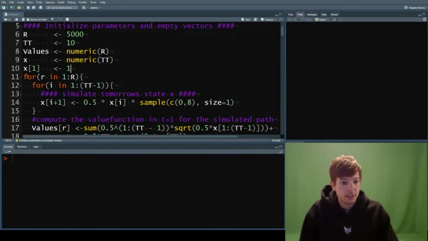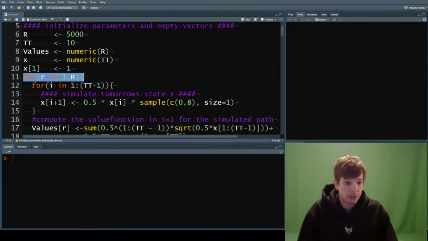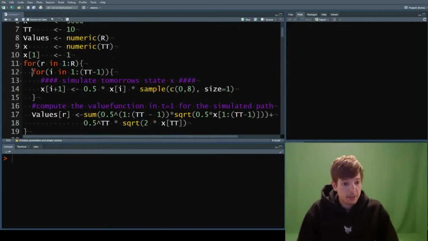What we then need is 2 loops. The first one goes over all the simulations that we do, so all these 5,000 steps. The second one is the inner loop that iterates over the optimal path. So we start at 1, we invest half of our money, and either it turns out to be a good investment, then we get 8 times what we invested, or it turns out to be a bad investment, and then all the money is gone. So let's do this in the inner loop. That one goes from 1 to capital T minus 1, because in the final period, we already know what we do. We don't have any decision to make, but before that, we can invest or not.